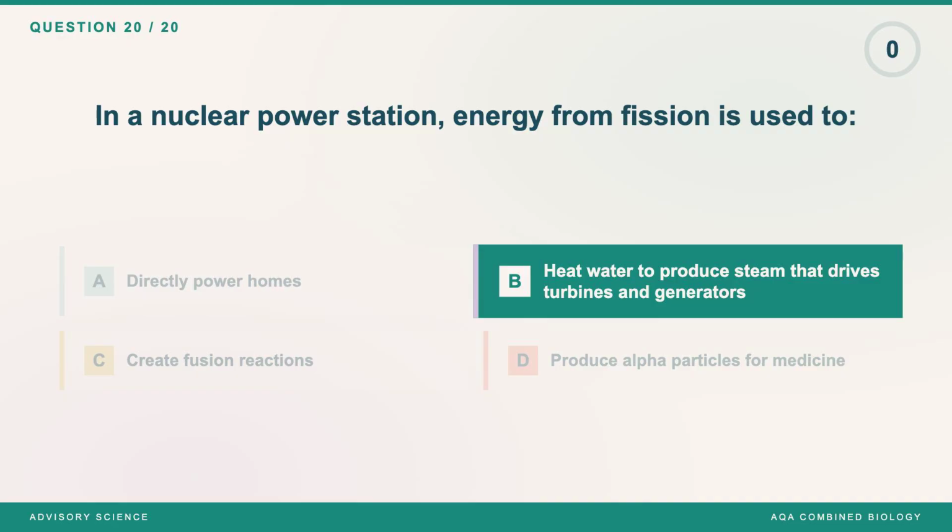The answer is B, heat water to produce steam that drives turbines and generators. Fission heats water, steam turns turbines, turbines spin generators, generators produce electricity.